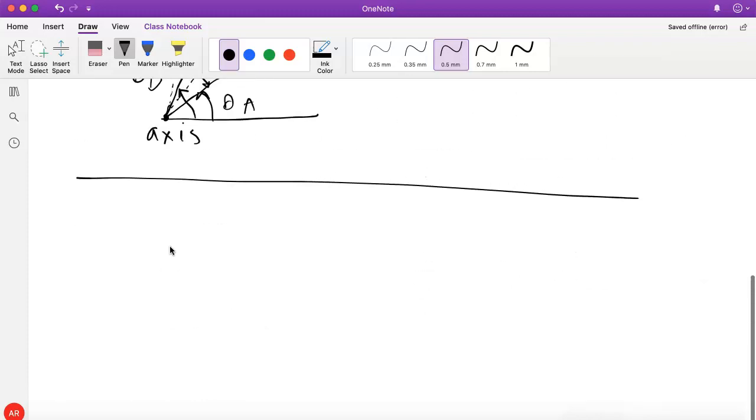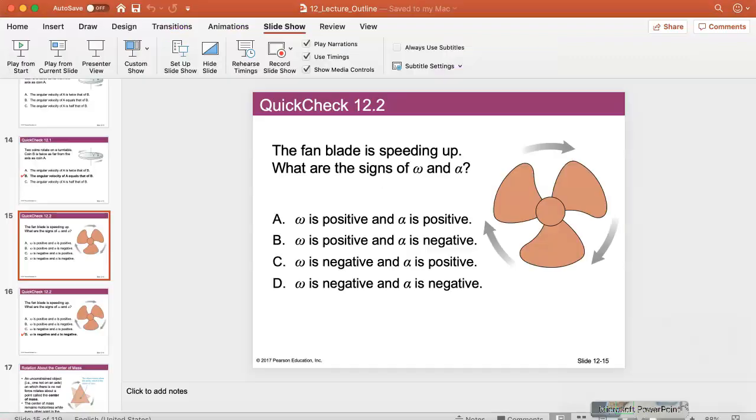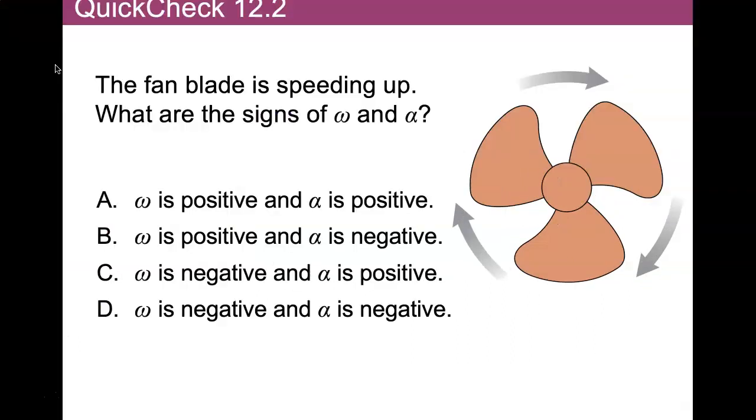So let's continue our discussion of rigid body dynamics. Let's start with a question that you can take a look at. Take a few minutes, pause the video, and think about this question for a little bit. So, yeah, I'm back.